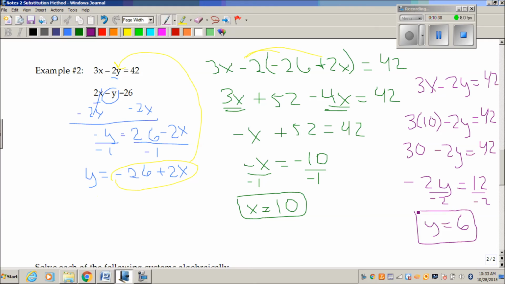Okay, so that's my solution. X is equal to 10, y is equal to 6. That's the coordinate they have in common. If I substitute 10 and 6 into both equations, it will make both of them true. So you can also write your solution like this: 10 comma 6, because x is your first value. You can either write it as a coordinate, because if you graphed those two lines, they would intersect at the point 10, 6.